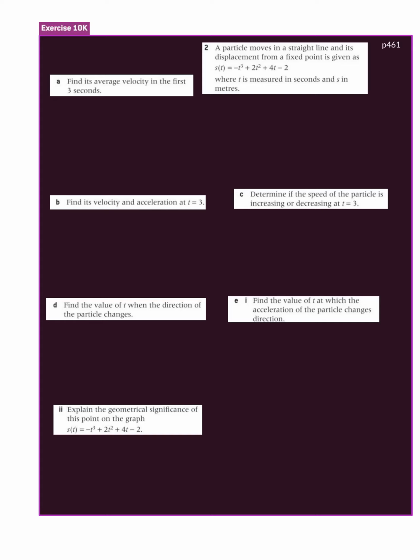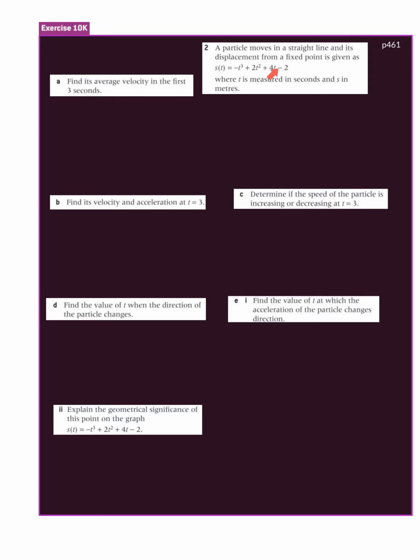Let's have a look at question 2. A particle moves in a straight line and its displacement from a fixed point is given as that. That function models it, where t is measured in seconds and s is in meters. A, find its average velocity in the first 3 seconds. So we're just going to use this equation here. We're going to put in 3, we'll then put in 0, and we'll do our y2 minus y1 on x2 minus x1, find the gradient.